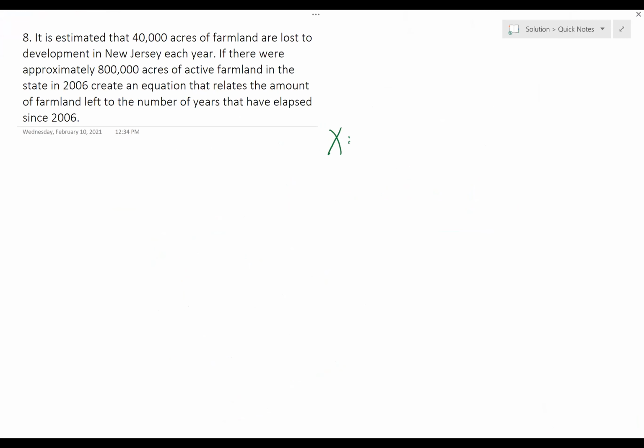First, let's define x. What will be the x here? What will be the variable part? What changes? Time changes, right? So x represents the number of years. And what is y here? The acres. Yeah, exactly. It will be the remaining active farmland, in acres. You're right, totally.